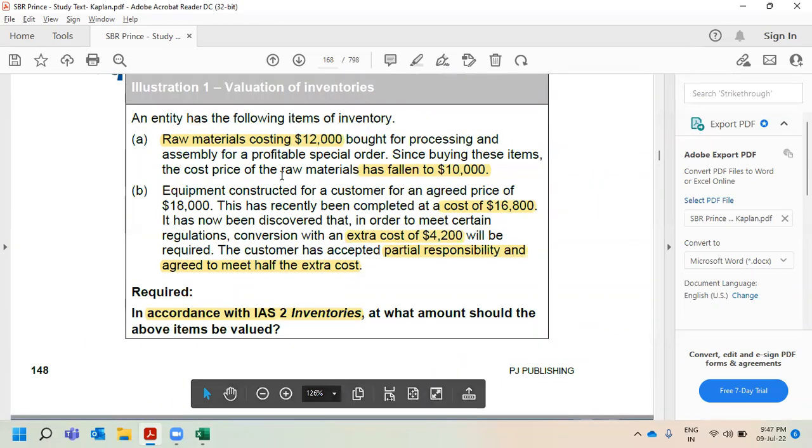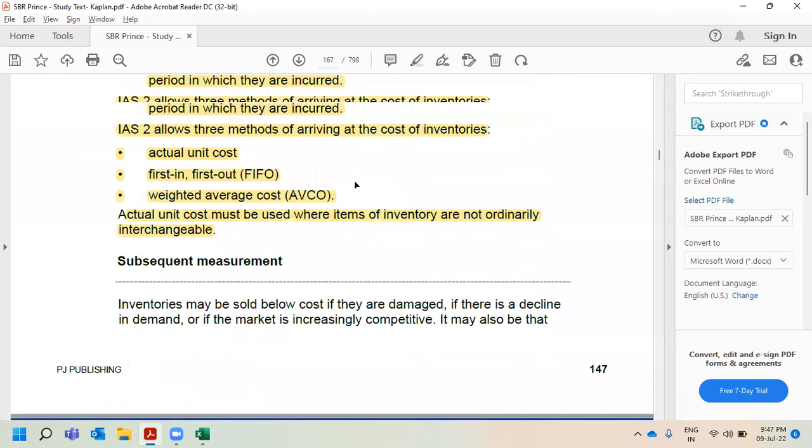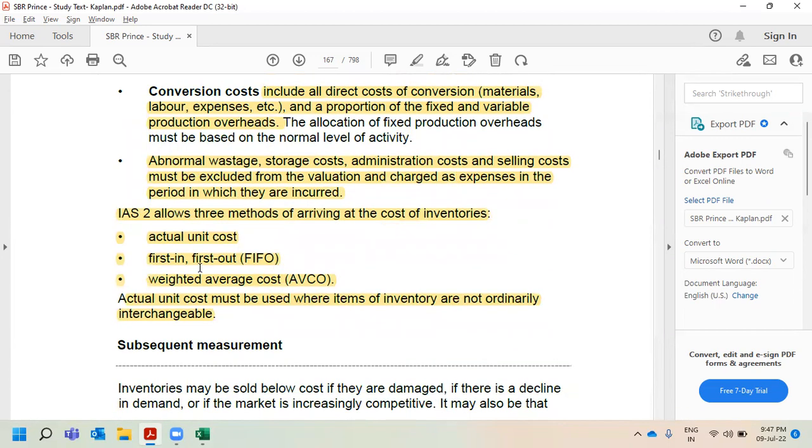This is a special order, so this is the first example of a special order. We have to value this inventory at actual unit cost, so we will value it at 10,000 only. Then we will discuss first in, first out, and the third method is weighted average cost. We will discuss the three methods of arriving at the cost of inventories in our later videos.